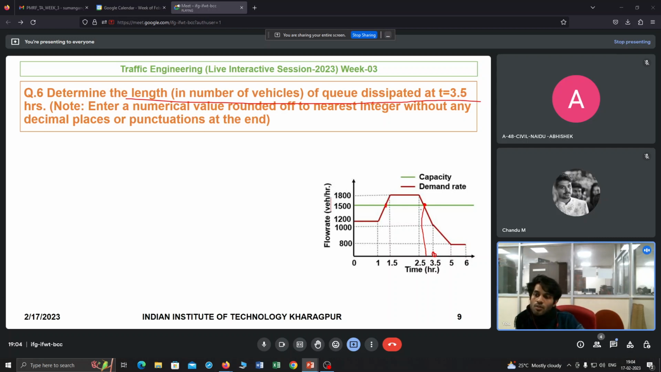First, you need to calculate at what time demand is equal to the capacity. At what time is demand equal to the capacity? That you have to calculate. Once it is done, I think the rest is very easy.